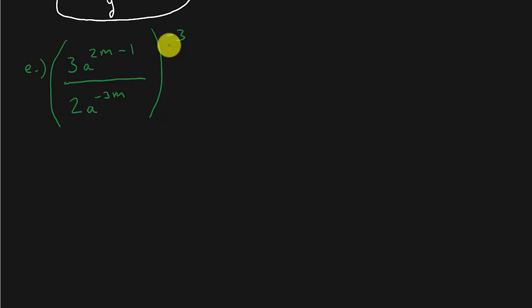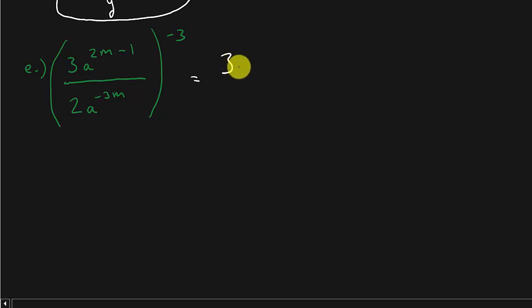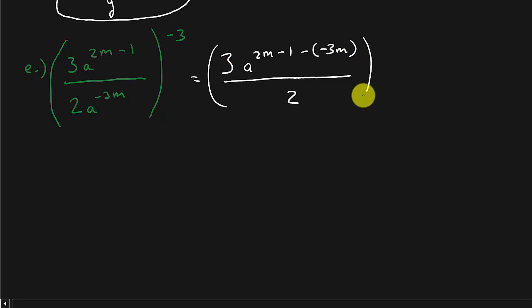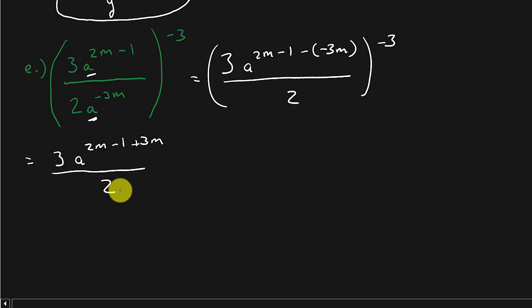So the first thing that I like to do is, if I have a bunch of stuff in parentheses raised to a power, is I like to go ahead and just simplify whatever is inside the parentheses first, if you can, okay? So let's go ahead and do that. So this is 3a to the 2m minus 1 minus negative 3m over 2, and all that is to the negative 3. So you can see here I have a like base of a, and so I subtract the exponents. So that's a to the 2m minus 1, right? 2m minus 1 minus this exponent, negative 3m. That's all I did. All right, and so this is going to give me 3a to the 2m minus 1 plus 3m over 2. So all I did there is I wrote the minus negative 3m as plus 3m.